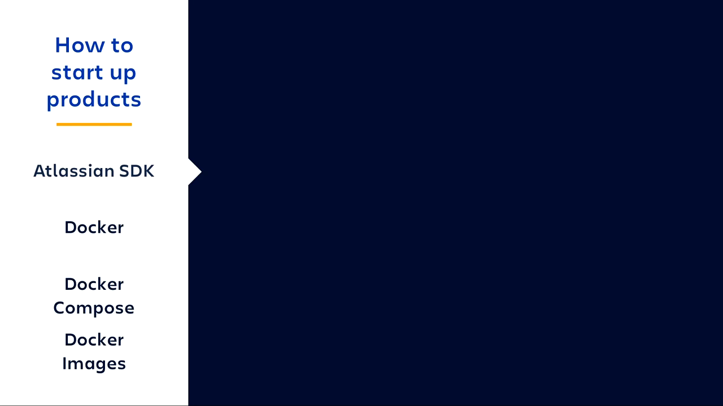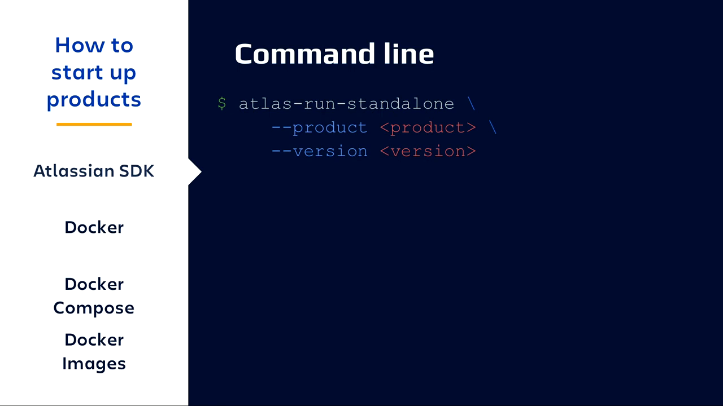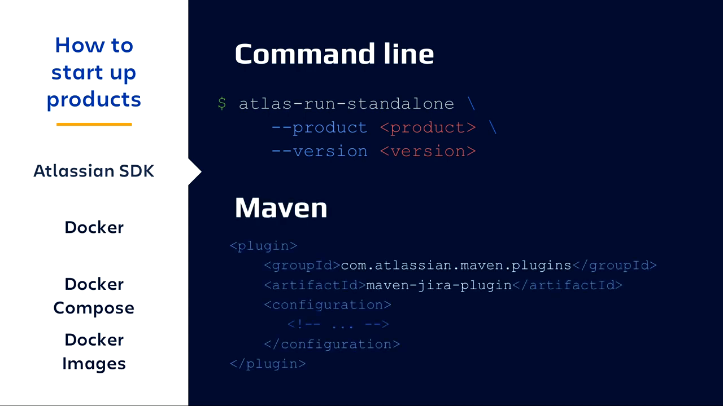So let's take a look at the ways how we can start the Atlassian server products in general for testing and development purposes. There's a well-known and officially recommended way, which is called Atlassian SDK. Basically, it allows us to start the product either from the console by running, for example, atlas-run-standalone, indicating the product you'd like to start and the version of it, or you can bundle it into your Maven build by defining this Maven plugin or build configuration in your POM, and then the product will be started along with your integration tests, and that's what we want, right?